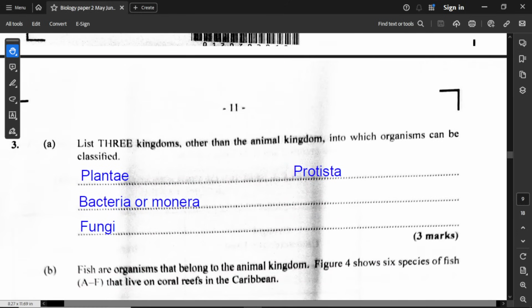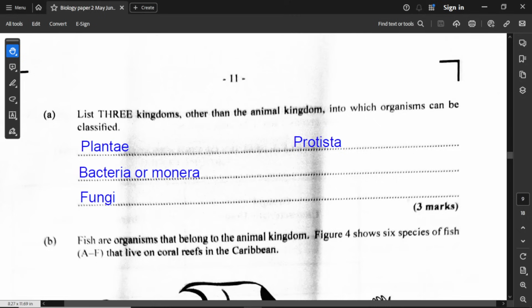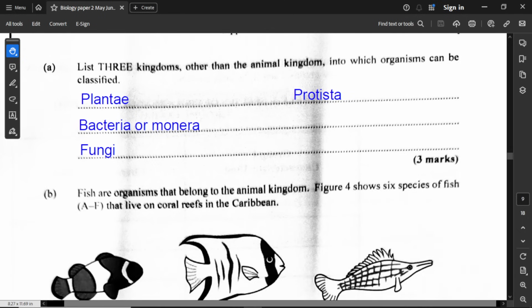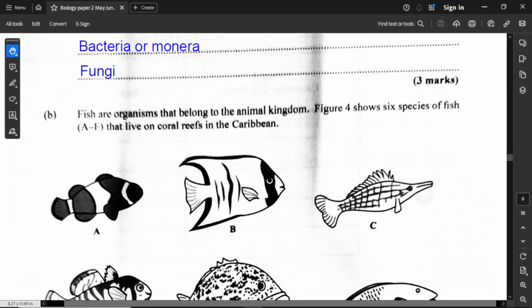Question number 3 is: list 3 kingdoms other than the animal kingdom into which organisms can be classified. And I have 4 options to choose from. You have the plantae, which is plants. You have the bacteria, otherwise called the monera. We have fungi and protista. All right. For part B, it says fish are organisms that belong to the animal kingdom.